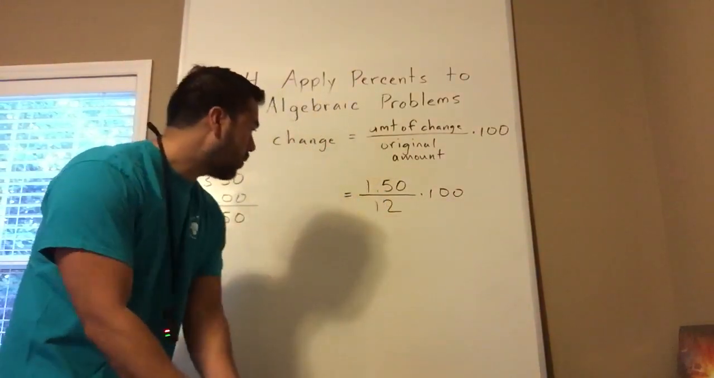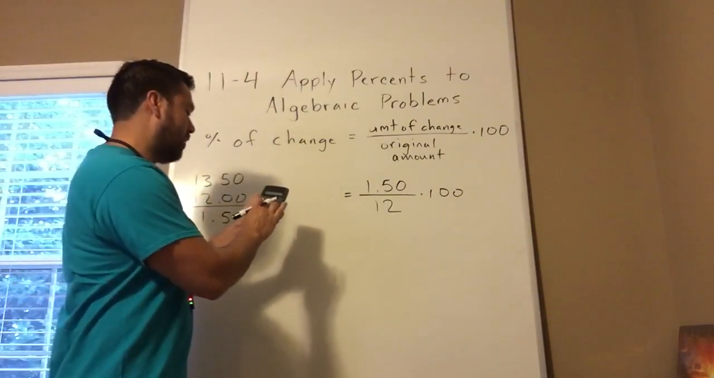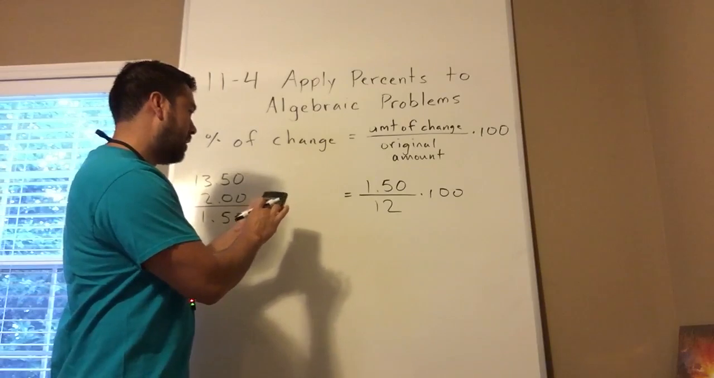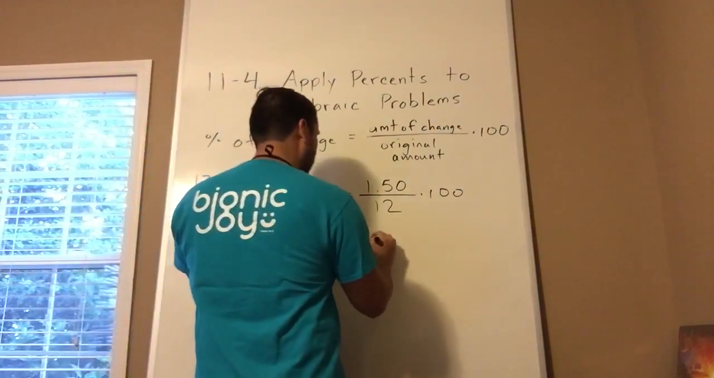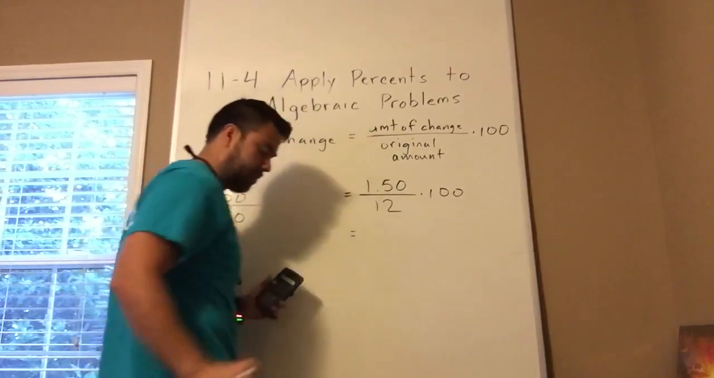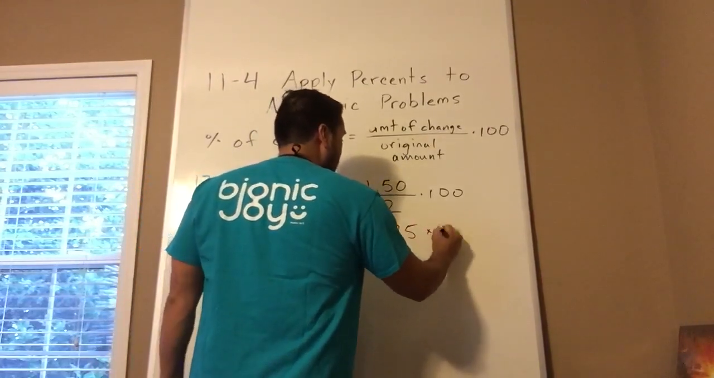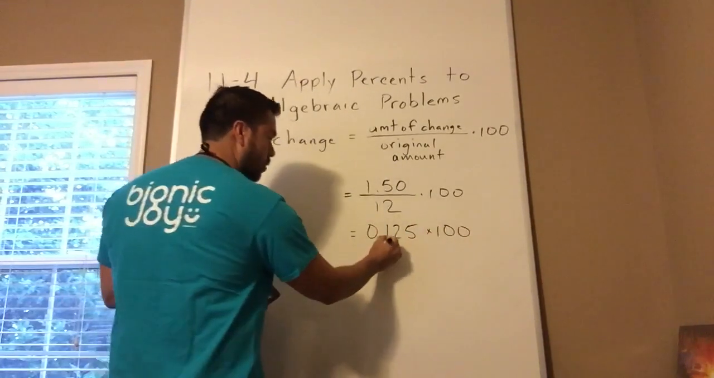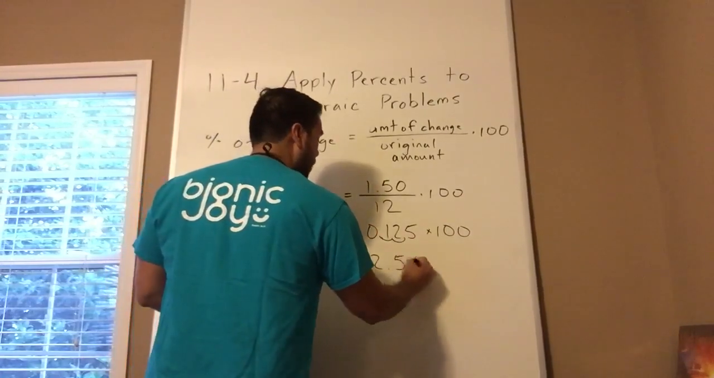So here we're going to do 1.5. Aren't you happy you don't have to divide? 1.5 divided by 12 gets me 0.125, and then I had to multiply that by 100, which basically moves the decimal 1, 2. So his percent of change is 12.5%.